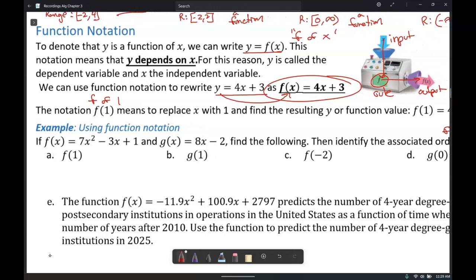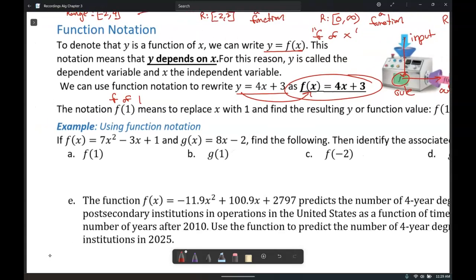So we can go ahead and evaluate a few functions given specific values and then identify the associated ordered pair with each of those. With f of 1, we take our function f of x and replace x with 1 and simplify the equation. 1 squared is 1, times 7 is 7, minus 3 plus 1. 7 minus 3 is 4, plus 1 gives us 5. So f of 1 equals 5, and that gives us the ordered pair (1, 5).